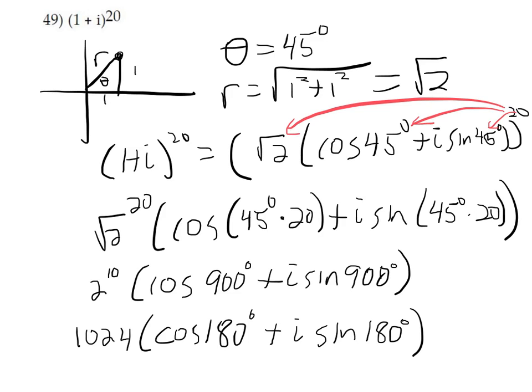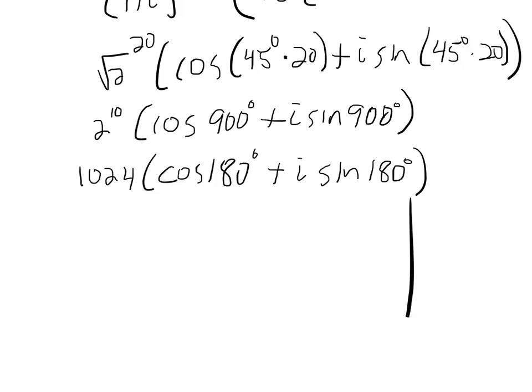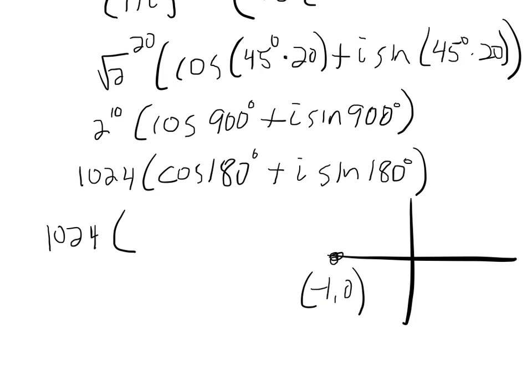Now this is not too bad to evaluate. It's useful sometimes to go back to the unit circle. At 180, that point is negative 1, 0, and this is cosine, sine. Cosine is negative 1, sine is 0. So we have 1024, cosine is negative 1, plus I times 0. That is all just negative 1024. Get that right?